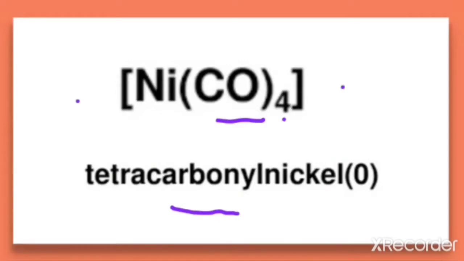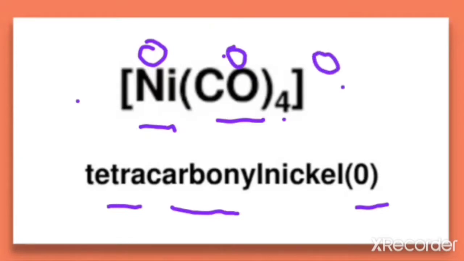And what is the number of CO here? It is 4, so we have to use tetracarbonyl. Then nickel. Then what is the oxidation state here? That is 0 oxidation state for nickel. Why? Because CO is a neutral ligand, so the oxidation state of CO is 0. And here the overall charge is also 0. So what will be the oxidation state of nickel here? That is 0.